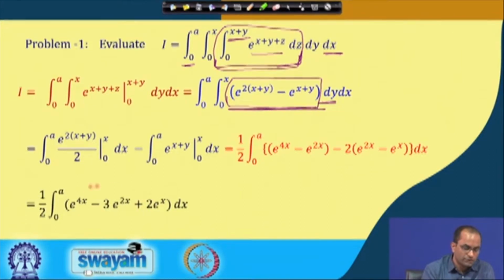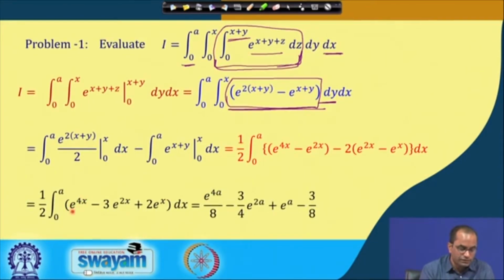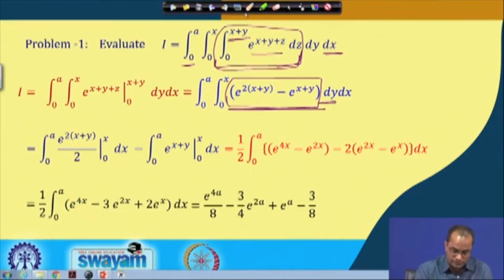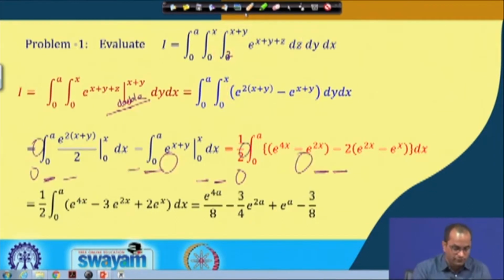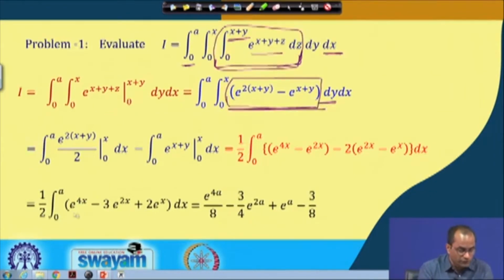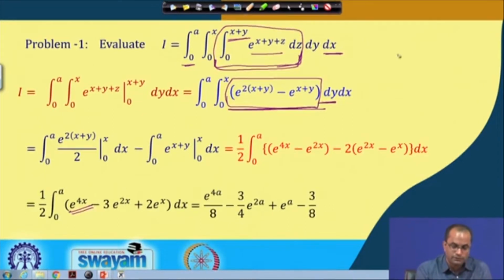This is again very simple to integrate. Let me just evaluate a little bit. So, here we have e power 4x, and this integral will give e power 4x over 4.